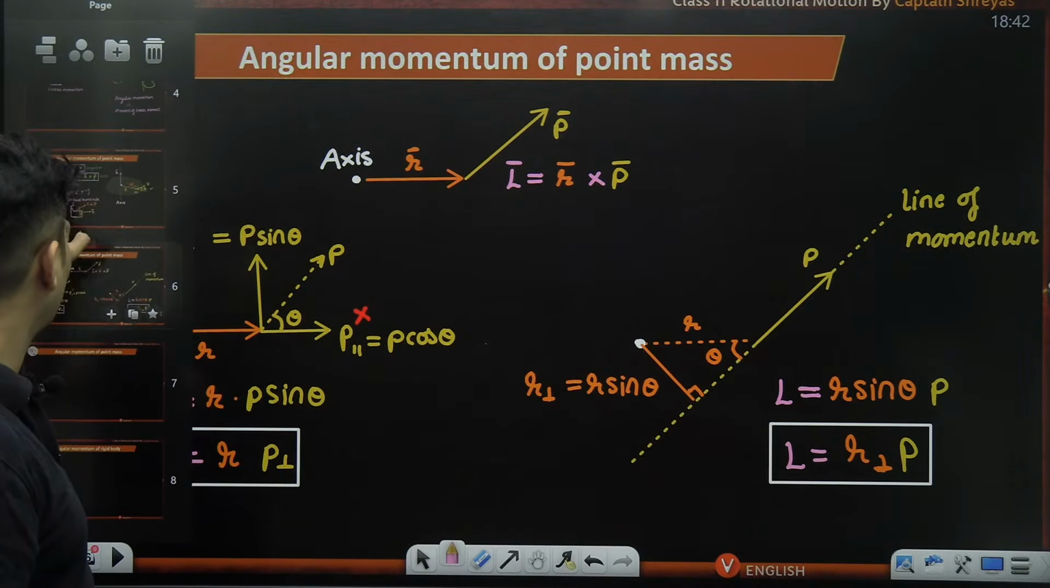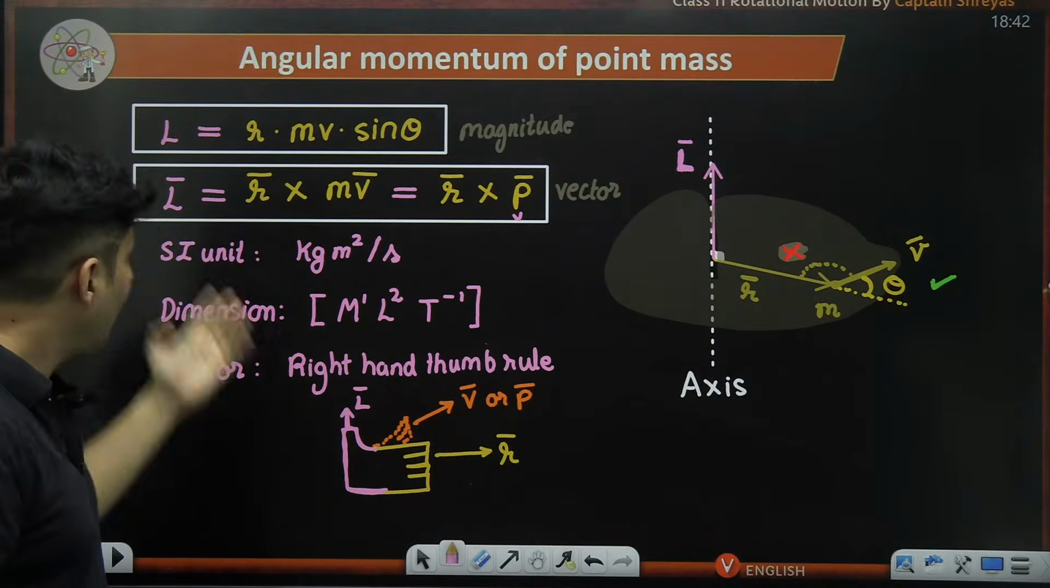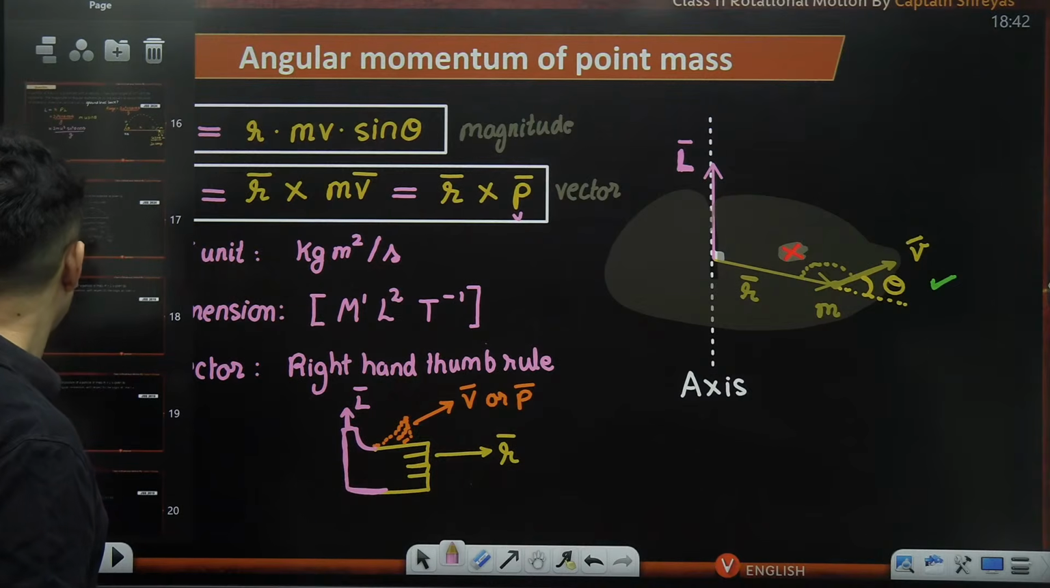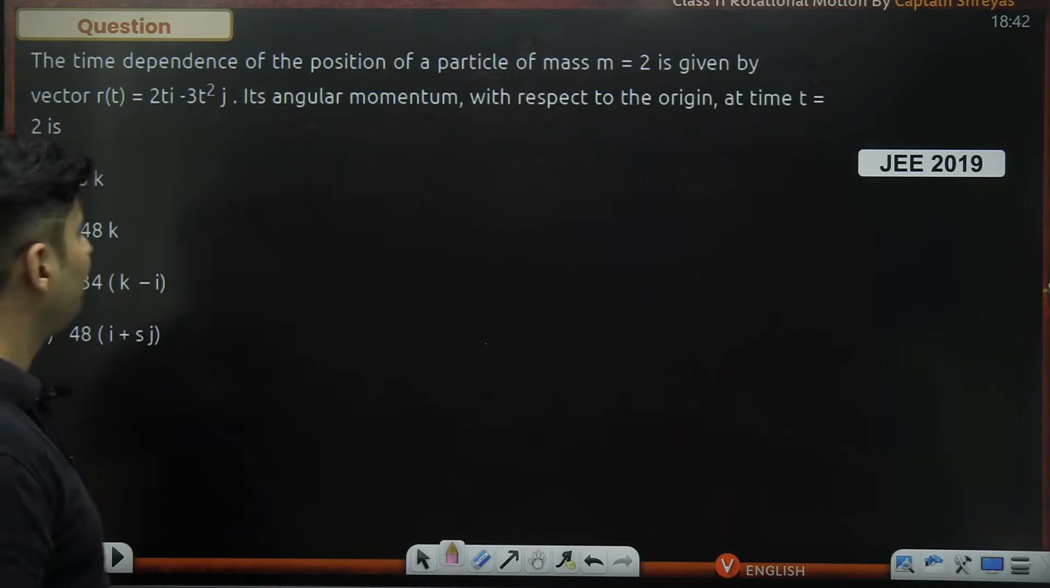Okay, we will do more questions now on angular momentum and how to find it out for point masses before going to rigid bodies. Okay, let's take up this particular question.